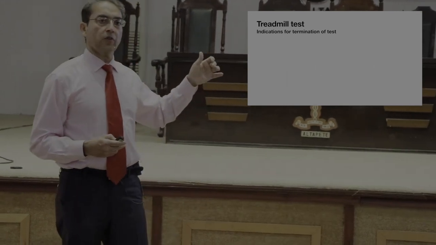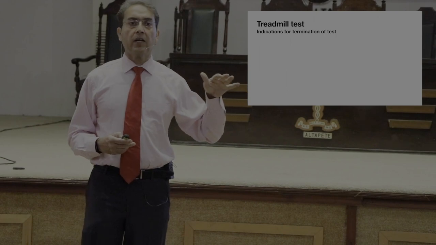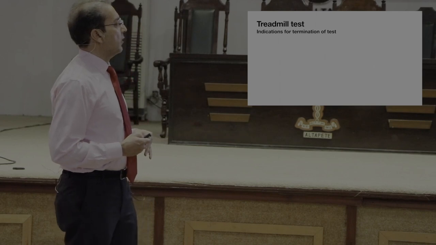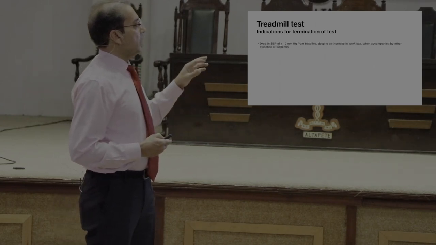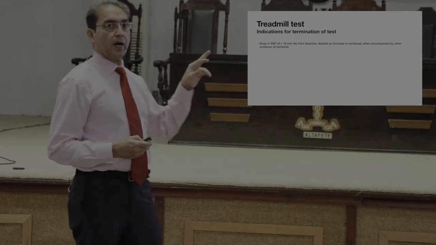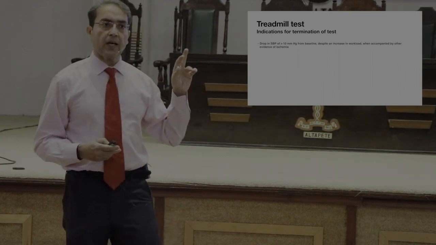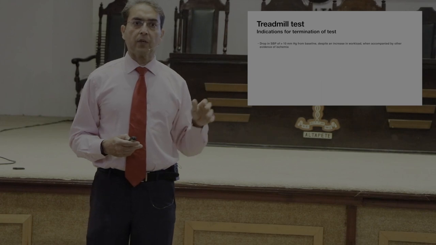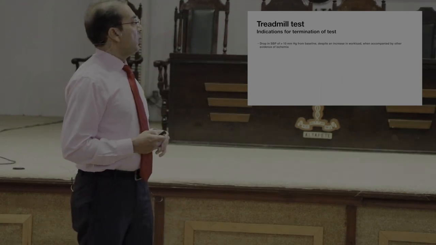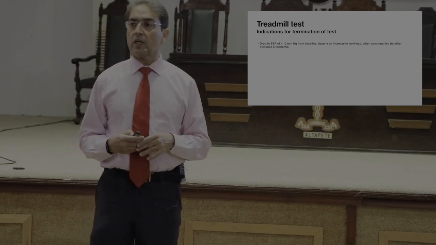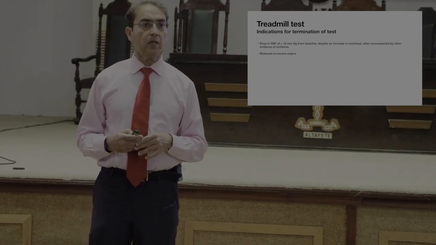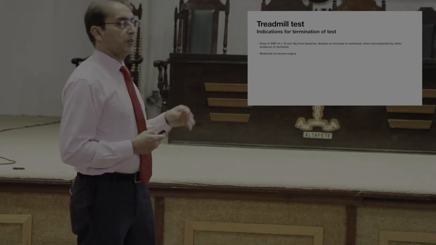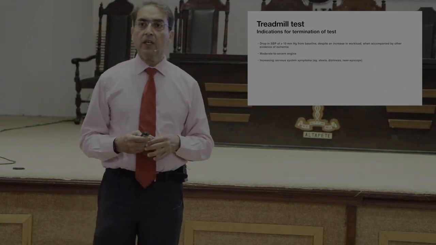So what are those indications when we ask to stop the treadmill and terminate the test? The absolute indications are if there is a drop in systolic blood pressure of 10 mmHg or more from the baseline, despite an increase in the workload, when this is accompanied by other evidence of ischemia. If the patient has, for example, evidence of angina and the blood pressure falls by 10 millimeters, stop the treadmill. If the patient develops moderate to severe angina during the treadmill, the patient starts complaining of chest pain, stop the test. There are also central nervous system symptoms. For example, if the patient develops ataxia, dizziness, or syncope, the test should be stopped.